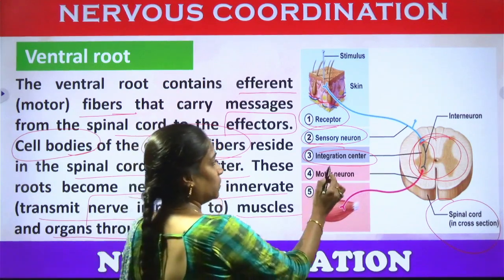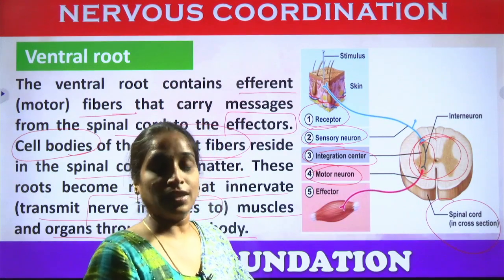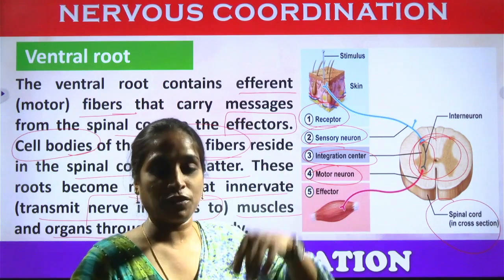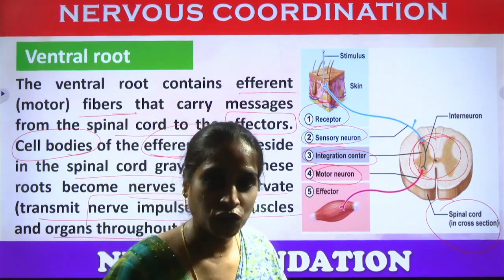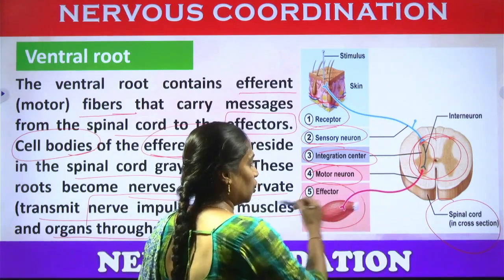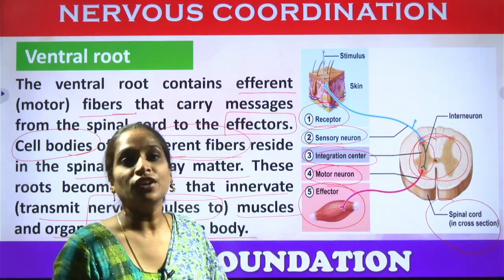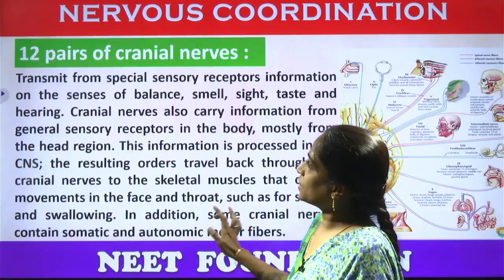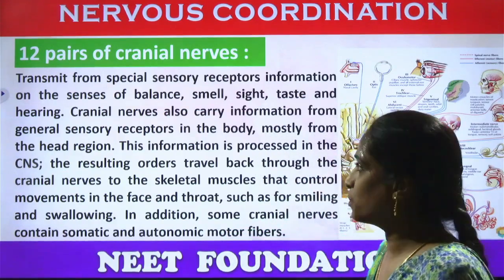Okay, so next one is the motor neuron. After the integration center, the associative neuron generates the impulses which it gets from the brain. The analyzed impulse will be sent towards the motor neuron, and that will activate the effector organ. Then the effector organ will give the reaction for the particular stimulus, right? Next concept. Now let us see different types of pairs of nerves, peripheral nerves.